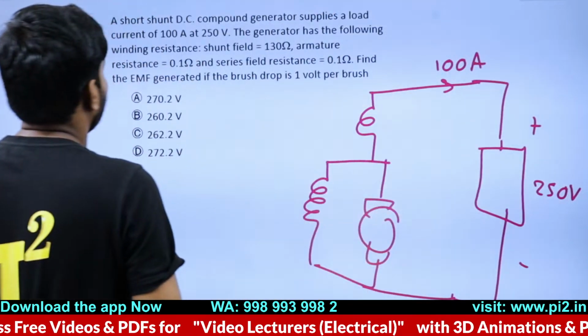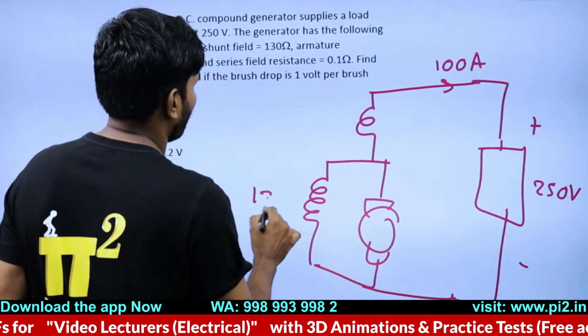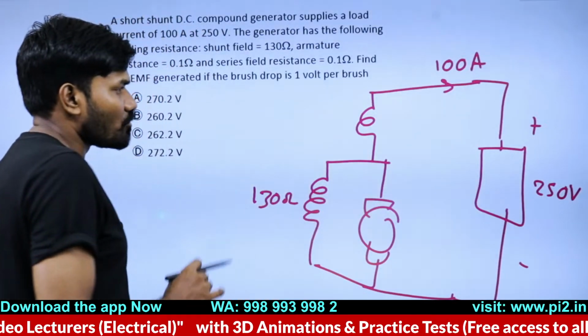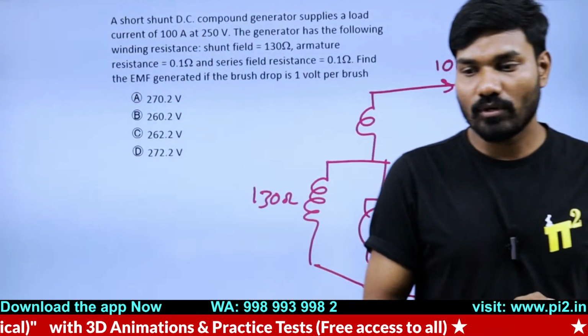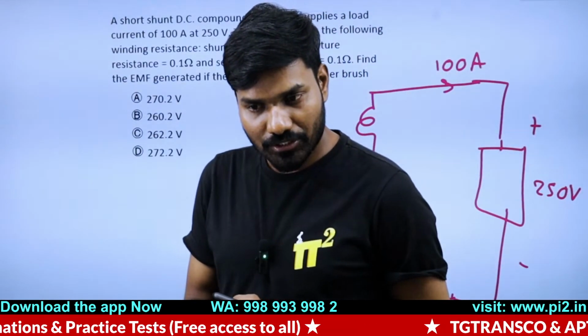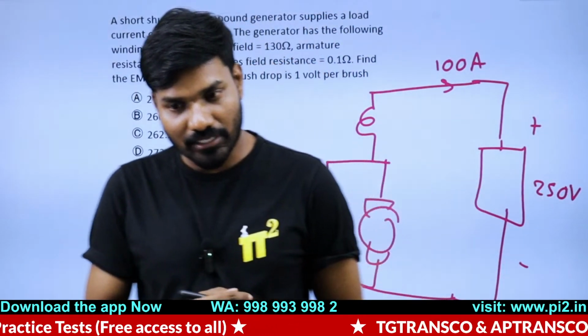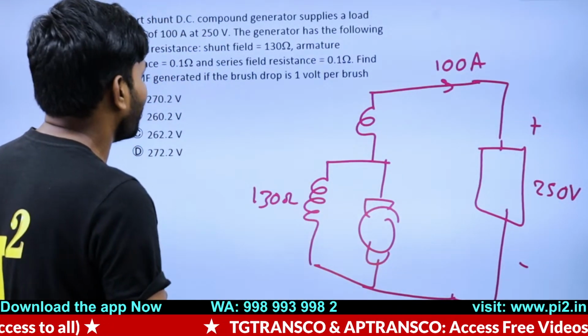The generator has the following winding resistances. Shunt field winding resistance is 130 ohm. The reason why I prefer to draw diagrams for every question is, when I saw this kind of question, I'm getting blank. Why do you get blank, dear? This is simple. Let's see how to handle these questions.